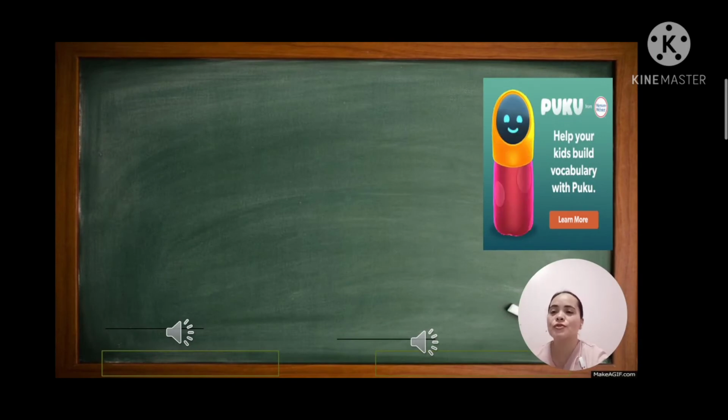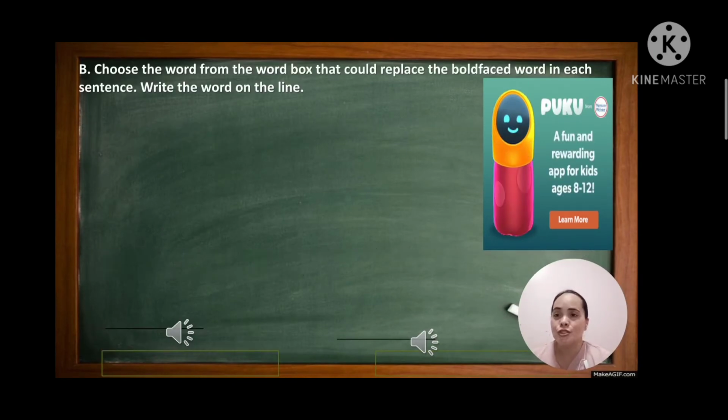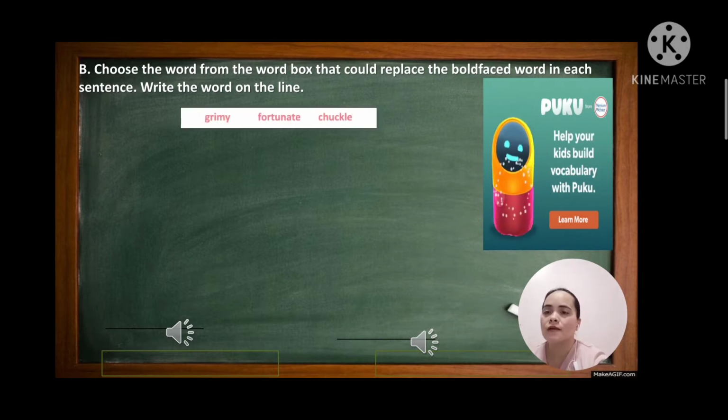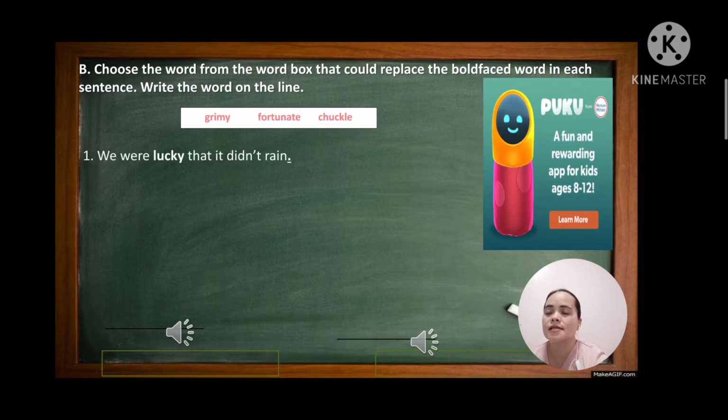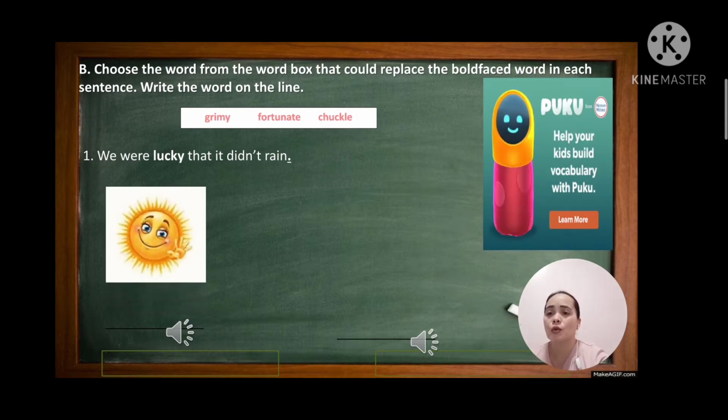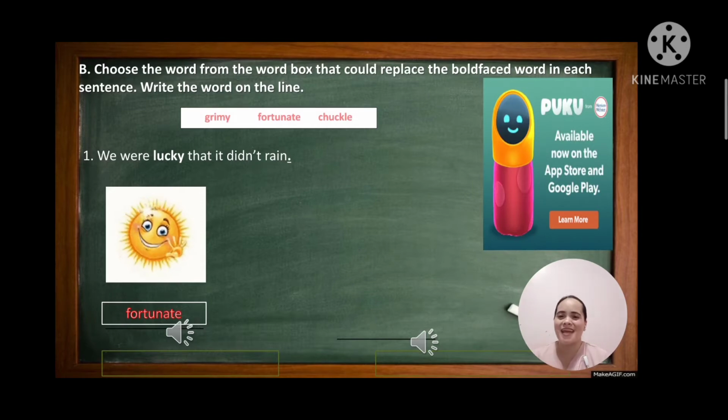So what we're going to do here is choose the word from the word box that could replace the boldface word in each sentence. Write the word on the line. So you have here the 3 words. These are the options or the choices. Number 1, we were lucky that it didn't rain. The boldface word there is the word lucky. So what do you think? Is it grimy, fortunate, or chuckle? Correct! The answer is fortunate.